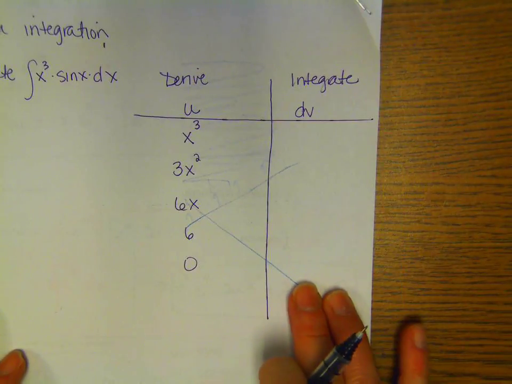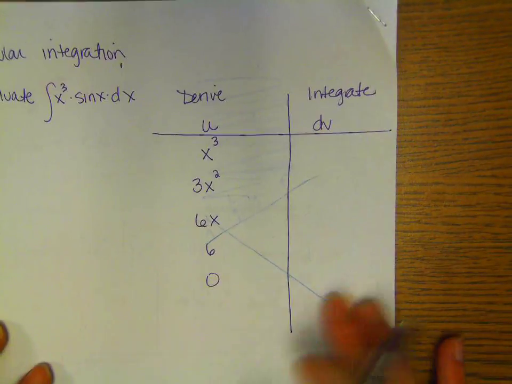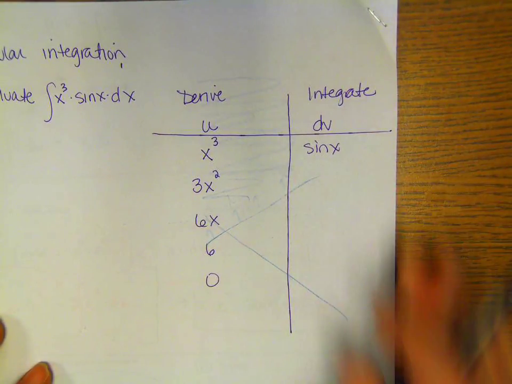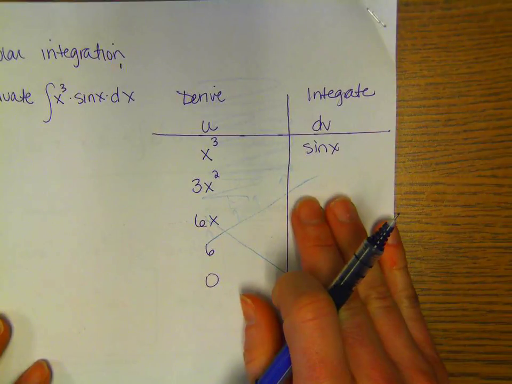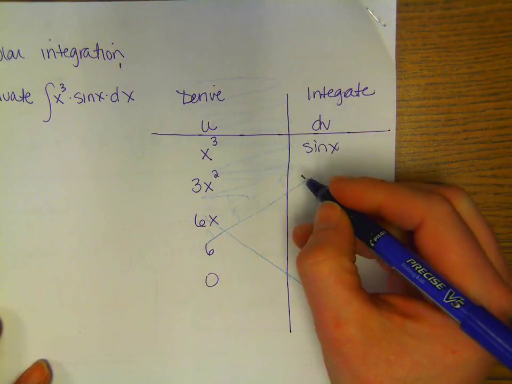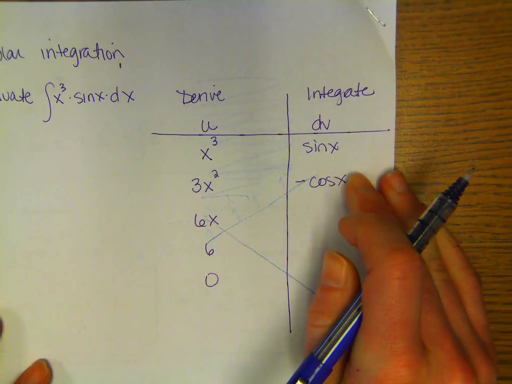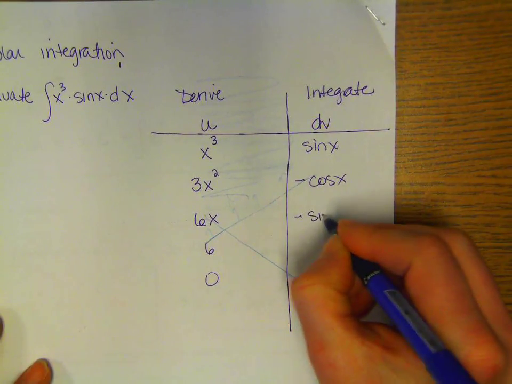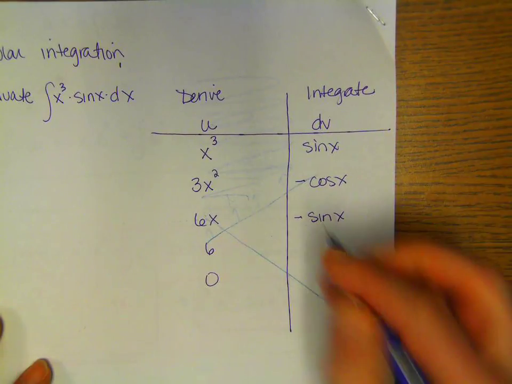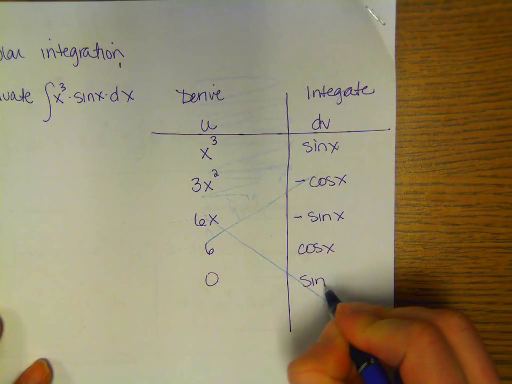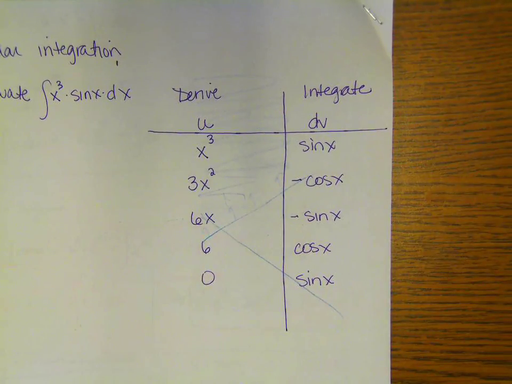So we're going to integrate sine of x. And so we got to think real carefully here. We got to go backwards. What's the integral of sine of x? Yeah, negative cosine of x. This would be negative sine of x, right? Because we're integrating here. This would be cosine of x, and this would be sine of x. Now we're going to have to be careful here because we have positives and negatives going on.